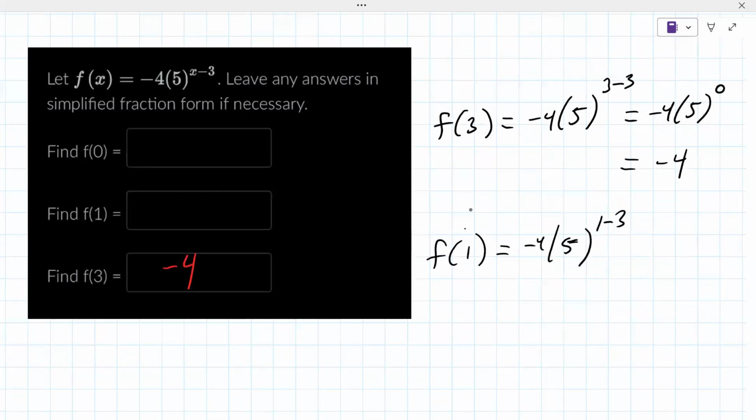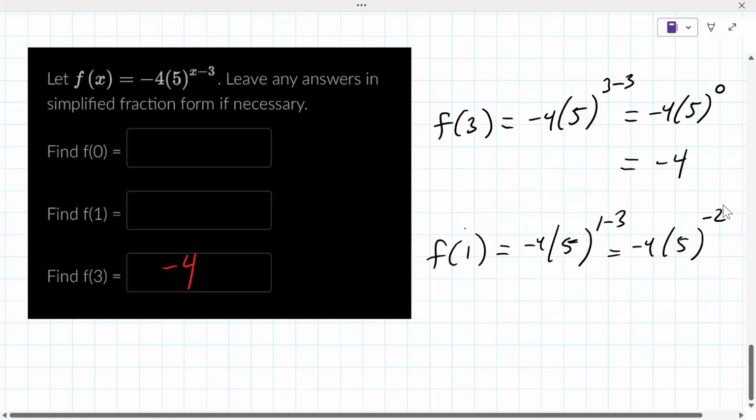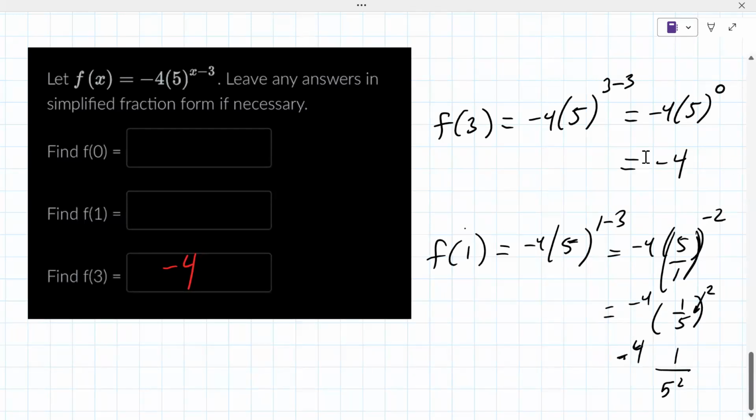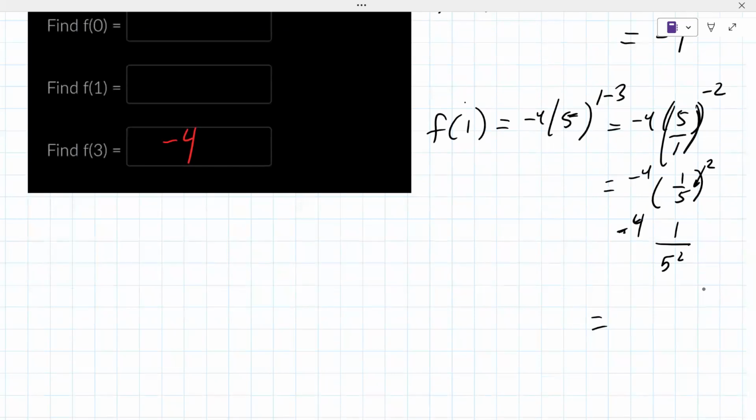This is 1 minus 3 now. Negative 4 times 5 to the negative 2 power. Do you remember anything about negative exponents? Not really. Okay, so you end up flipping. It's really 5 over 1 inside parentheses here. So it ends up being 1/5 to the power of 2. And so what happens is most students just put that 2 on the bottom. It becomes 1 over 5 squared times the negative 4. 5 squared is 25, so this becomes negative 4 over 25.